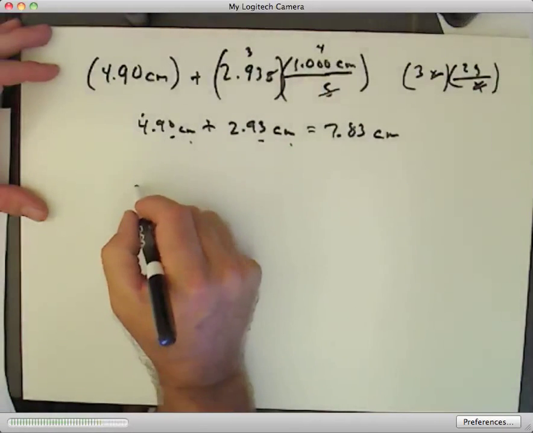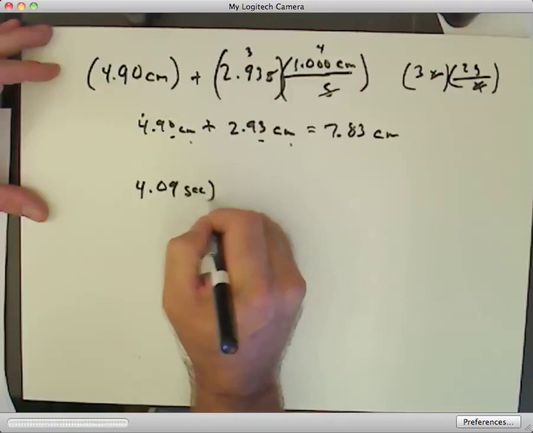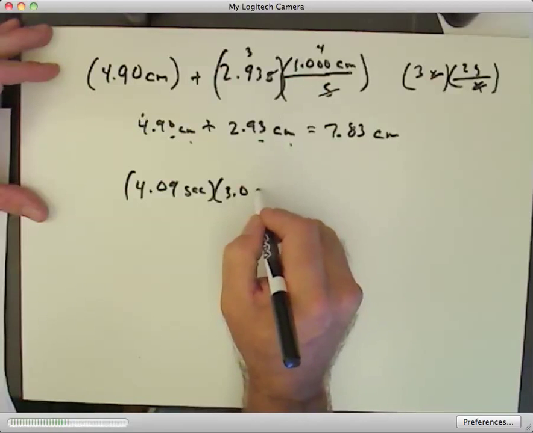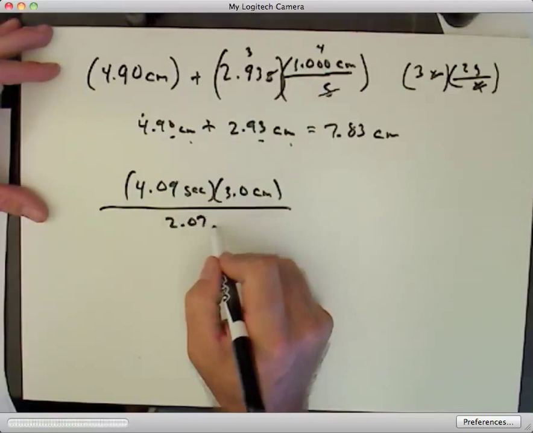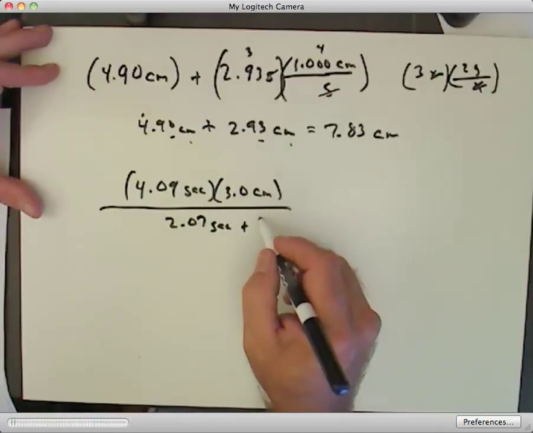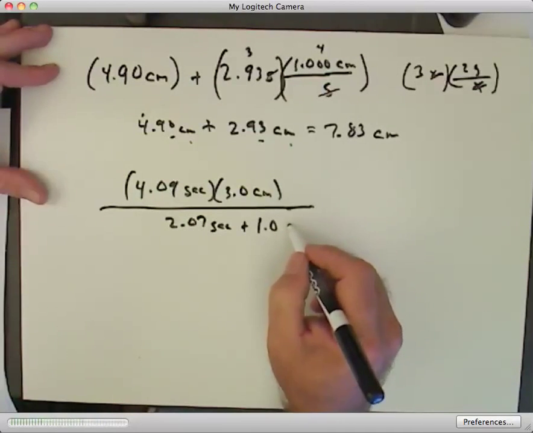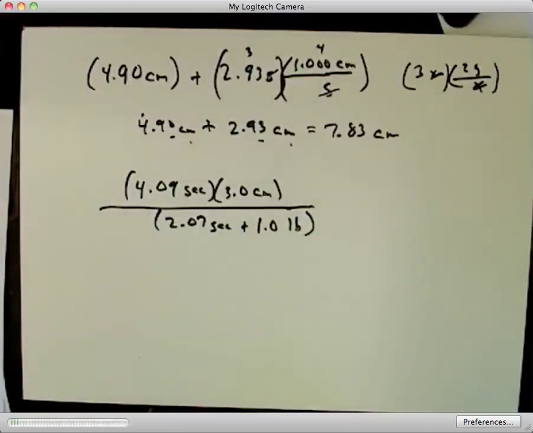Let's see. What if I had 4.09 seconds times 3.0 centimeters all over 2.07 seconds plus 1.0, let's call it pounds. Now, that may seem like a weird problem, but we'll learn how to handle units in this class too.